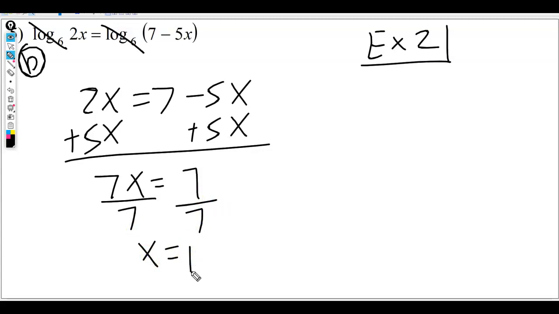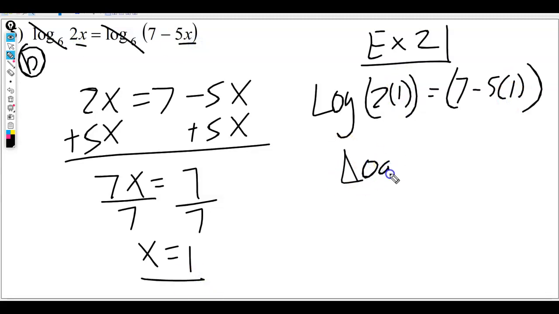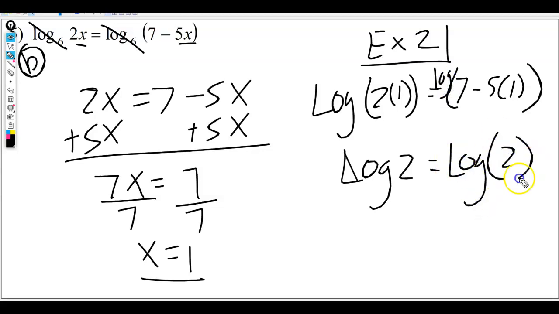And I get x equals 1. But we have to check our answer when we're done. What would I get if I plugged in x equals 1 for x? What if I plug my answer in up here for x? Here I get log 2. I forgot to write the word log here, silly me. And over here I get log 2.